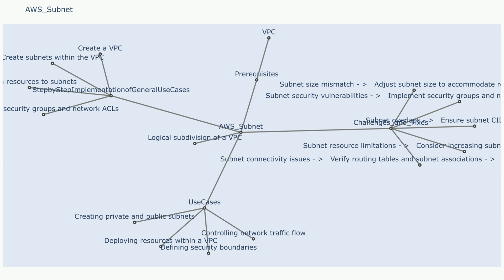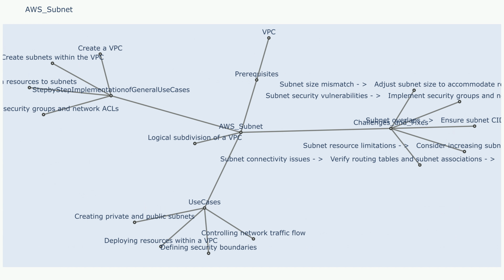Subnet overlaps: the CIDR blocks of two or more subnets within the same VPC might overlap, causing conflicts. Ensure subnet CIDR blocks do not overlap. Carefully select CIDR blocks for each subnet to avoid overlapping with other subnets within the VPC.